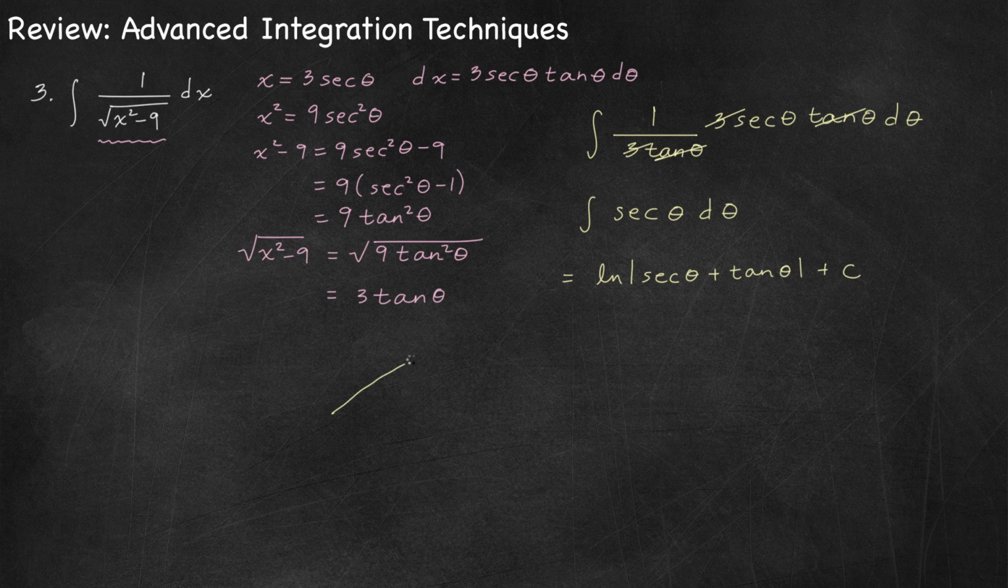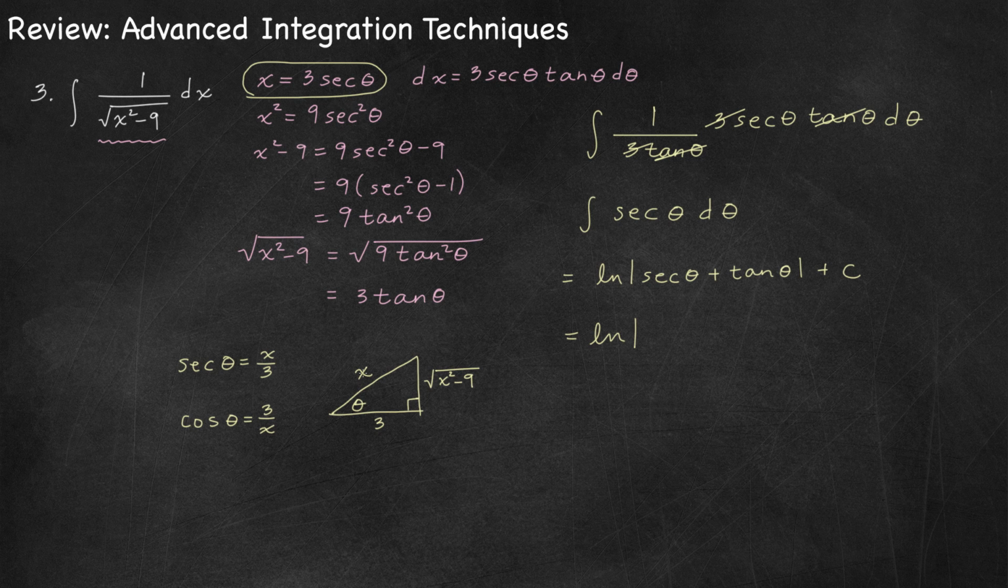So I'm going to draw a right triangle just to use as reference. I know from this original substitution that x equals 3 secant theta, and that tells me that secant theta equals x over 3, and that tells me that cosine theta equals 3 over x. It's just the reciprocal. So if my theta is this angle down here, 3 is the adjacent side, x is the hypotenuse. And then using the Pythagorean theorem, the other leg is the square root of hypotenuse squared minus leg squared, so the square root of x squared minus 9.